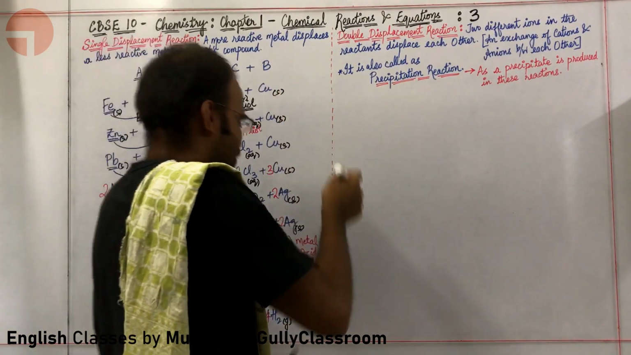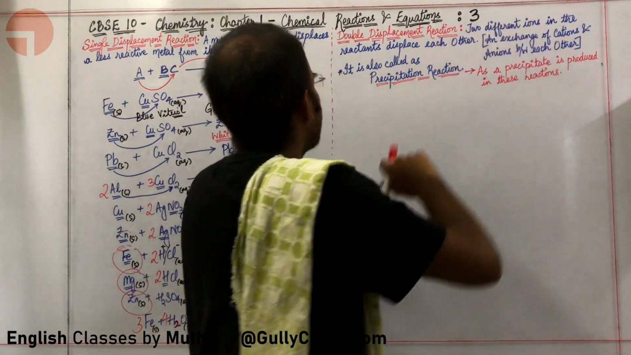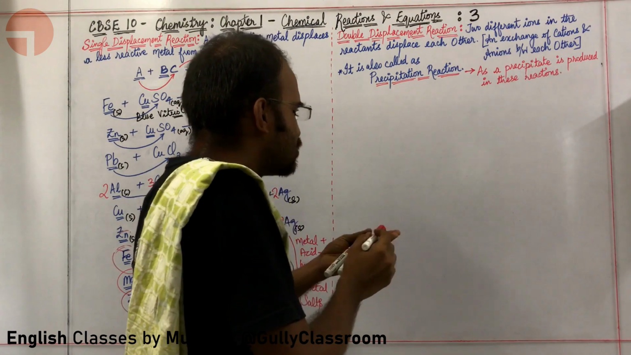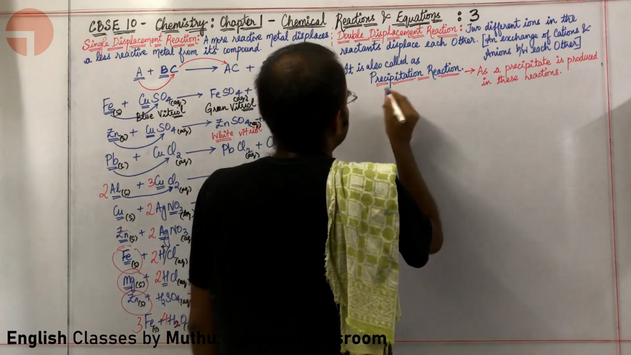Let us go to double displacement reaction. Double displacement reaction means there are two different ions in the reactants and each of the ions displace each other. Okay, sir. Give me a good example.